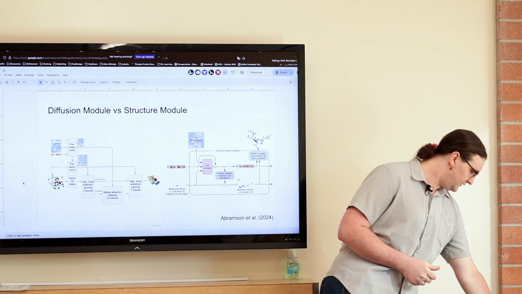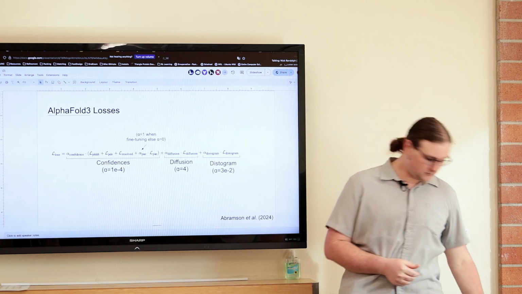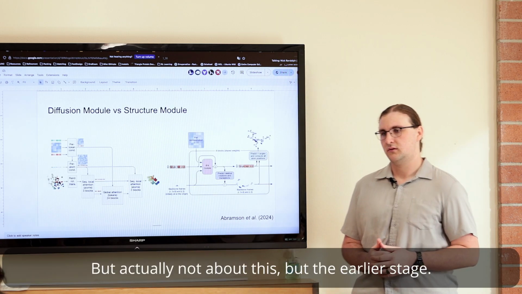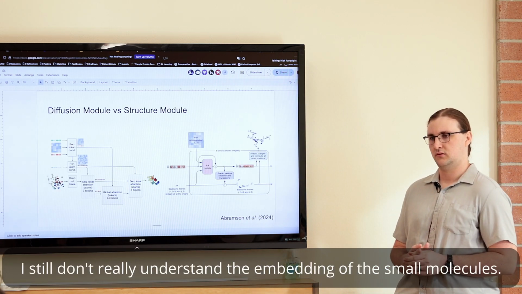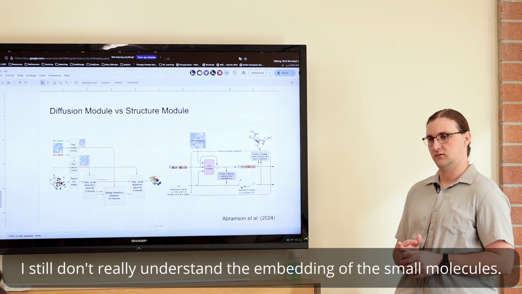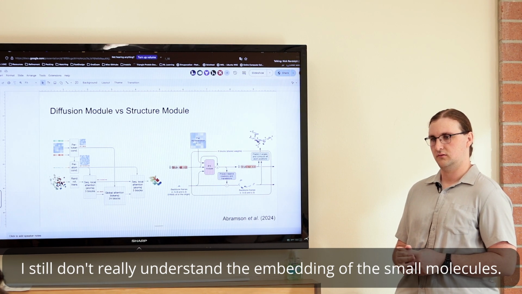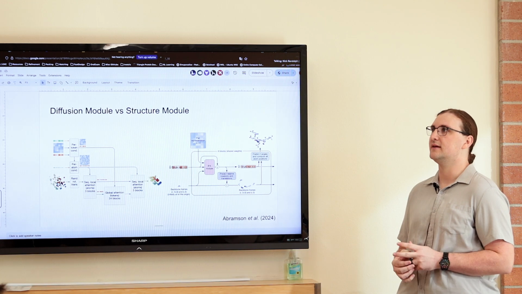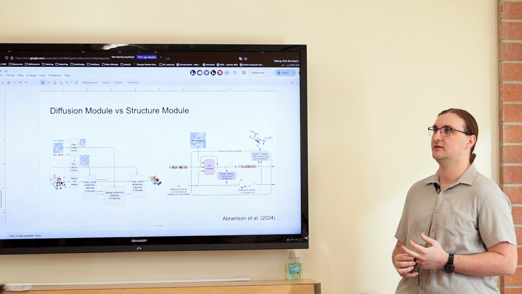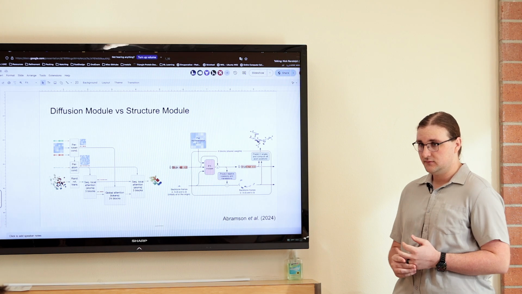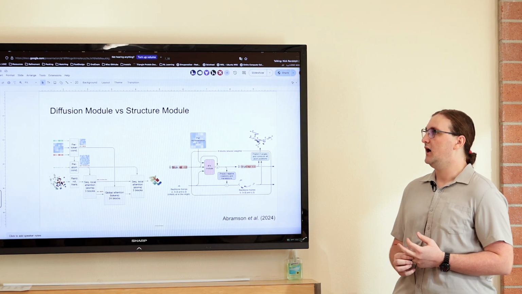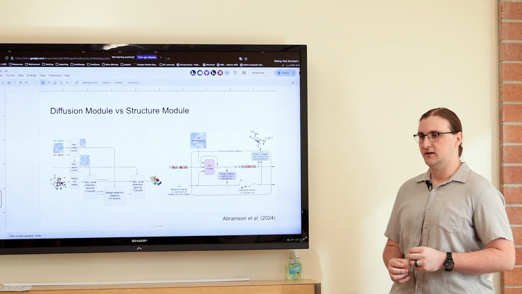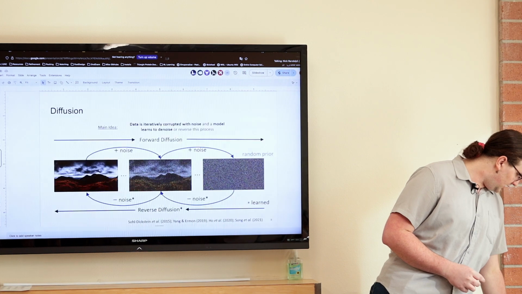Okay, another question? Could I ask about, actually not about this, but the earlier stage. I still don't really understand the embedding of the small molecules and what happens with them in the model. Yeah, so the small molecules are represented as individual atoms within the structure itself, like as a token, right? Each atom is a token.